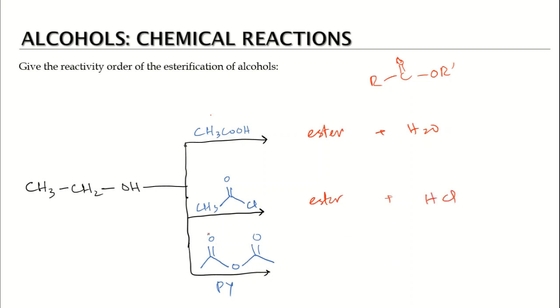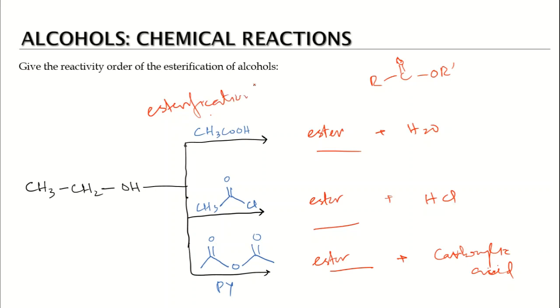In this case, we are doing the reaction of alcohol with acid anhydride in the presence of pyridine as a base. Again, we are getting an ester plus a carboxylic acid. So ester plus water, ester plus HCl, and ester plus carboxylic acid, this is nothing but the esterification reaction.